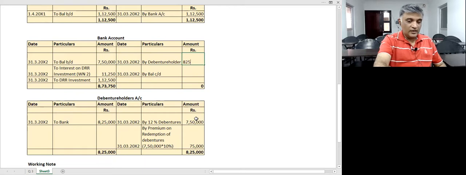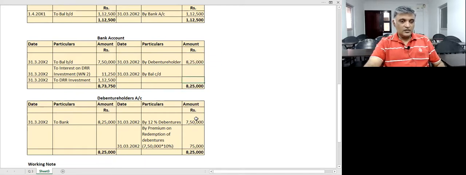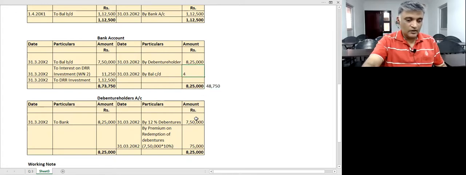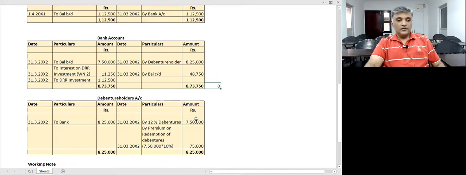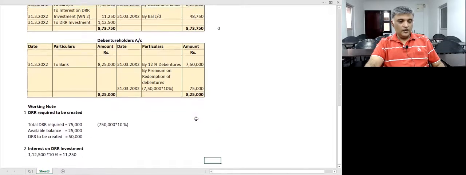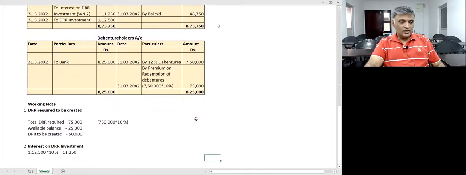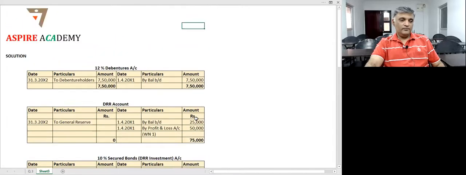So what is the final balance which is available? That is the closing balance. It is going to be the difference between 8,73,750 minus 8,25,000. 48,750 becomes the closing balance of bank, which is still available with us after redeeming the debentures. So there are only two major working notes for this problem. One is the DRR to be created, which is 50,000, and then the interest on the DRRI. Once we know that, the rest is very simple. Hope it is clear, and that marks the end of the problem.